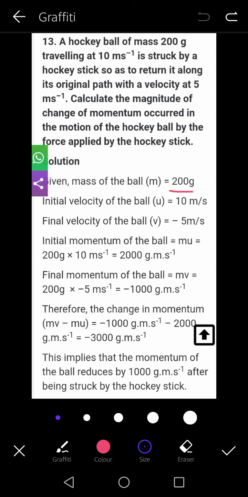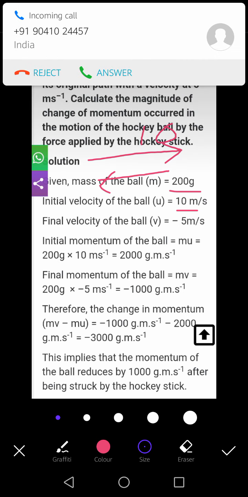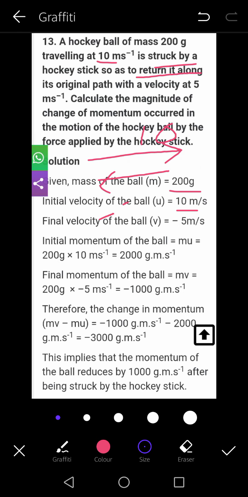So first, mass is given 200 gram. Initial velocity 10, but then it is struck with a hockey stick and returns along the original path. Returns, that means initially if the ball was going like this, after it is struck by the hockey stick it goes this way. So if the initial velocity is 10, then the final velocity will be minus 5, minus because it is in the opposite direction. So the final velocity will be minus 5 meter per second.